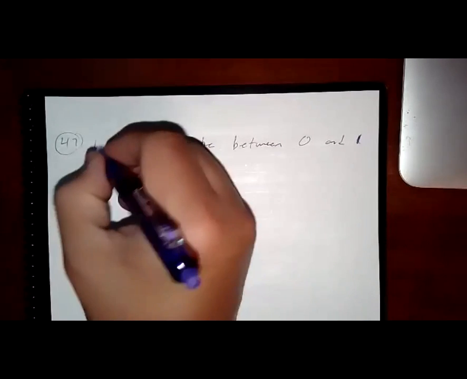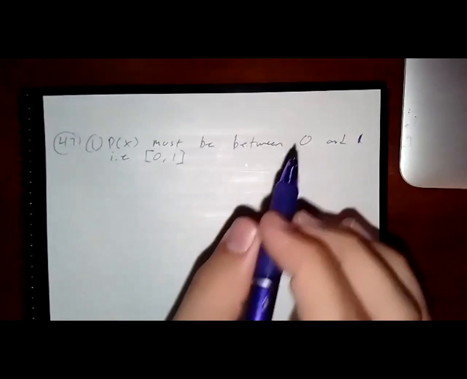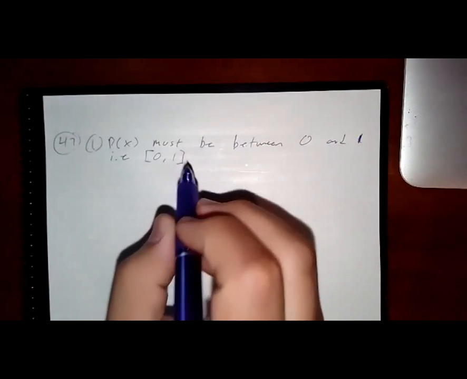So this is rule number 1. You can't have any negative probabilities. If you see a P of x or a P value that is negative, then you say, okay, something's wrong with it.